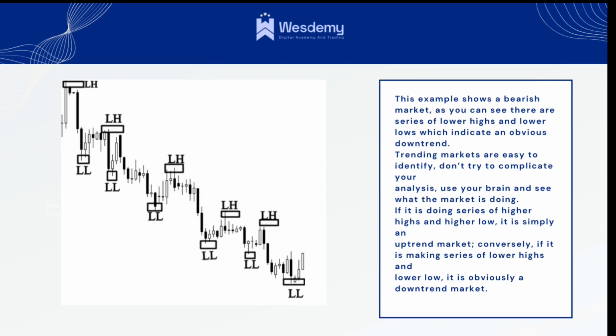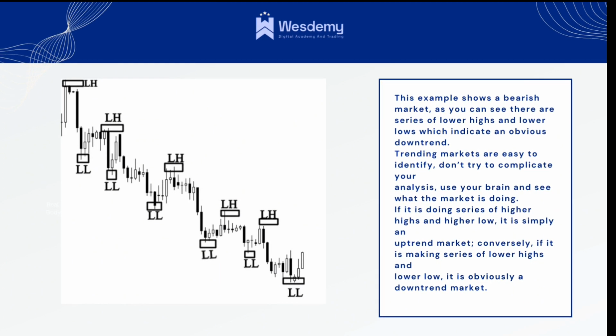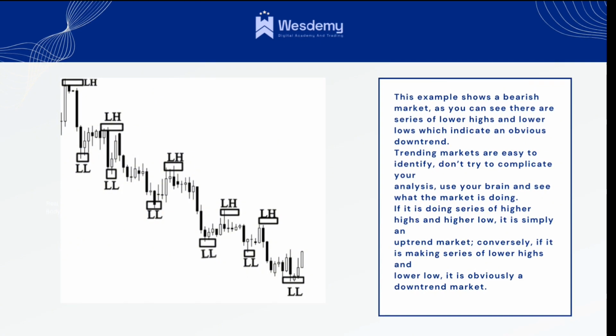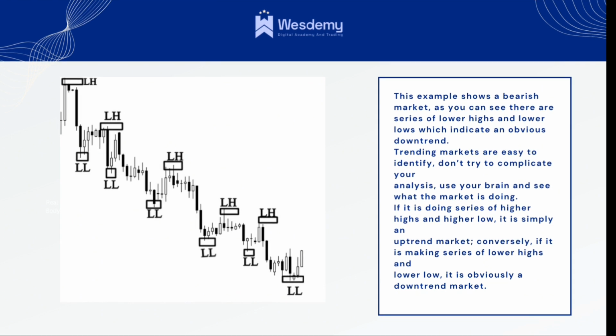Now, this example shows a bearish market. As you can see, there are a series of lower highs and lower lows which indicate an obvious downtrend. Trending markets are easy to identify. Don't try to complicate your analysis. Use your brain, use your eyes, and see what the market is doing. If it is doing series of higher highs and higher lows, it is simply an uptrend. Conversely, if it is making series of lower highs and lower lows, it is obviously a downtrend. As simple as that is.